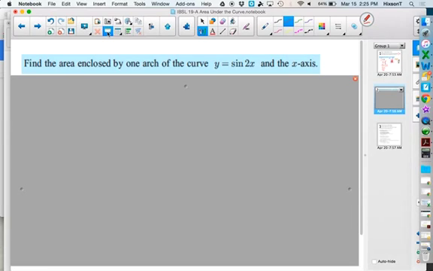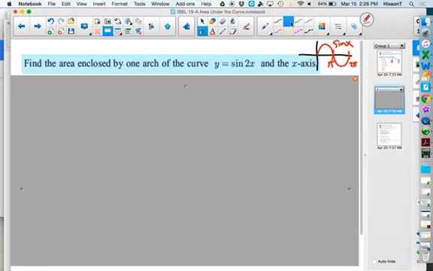What do we know about the graph of sine of x? It's a sine wave. What do we know about that wave? Is its period pi or 2 pi? The normal period is 2 pi. Hang on, what is one arch of this? This is just sine of x, so one arch would be from 0 to pi.